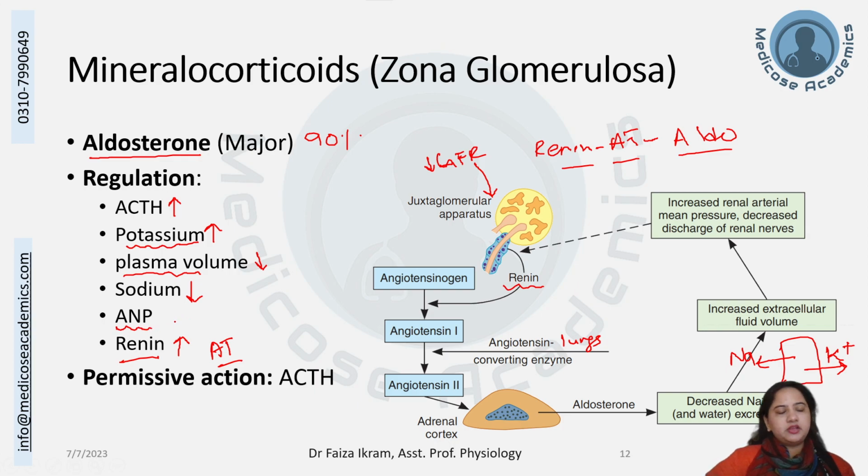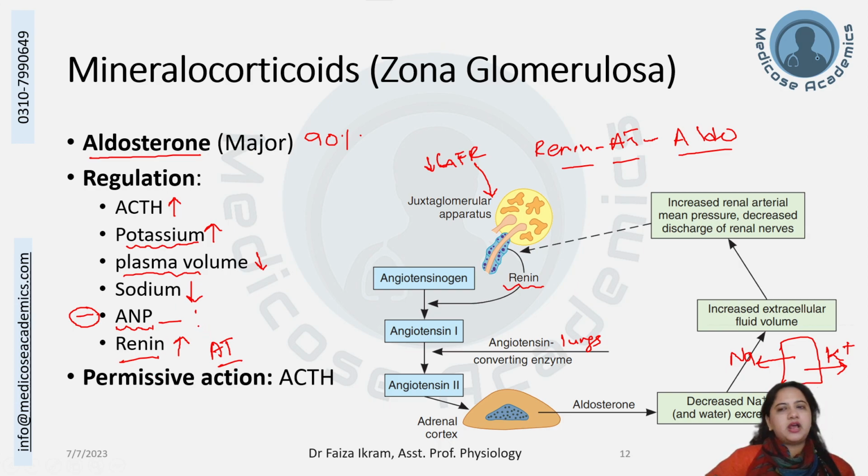Atrial natriuretic peptide is produced when there is excessive plasma volume. For example, in congestive cardiac failure, volume overload, atrial natriuretic peptide will be produced and it will inhibit the production of aldosterone. The rest are the stimulators and ANP is the inhibitor. ACTH, hyperkalemia, dehydration, decreased plasma volume, decreased sodium content, and renin-angiotensin.